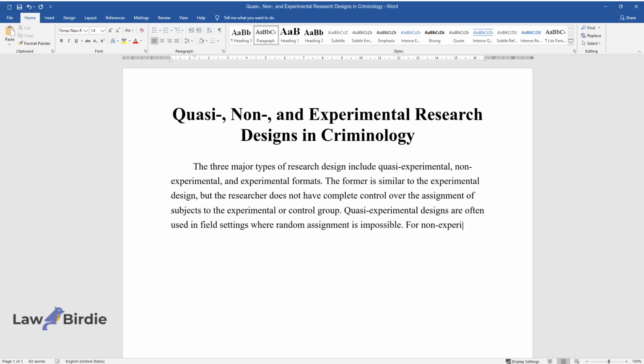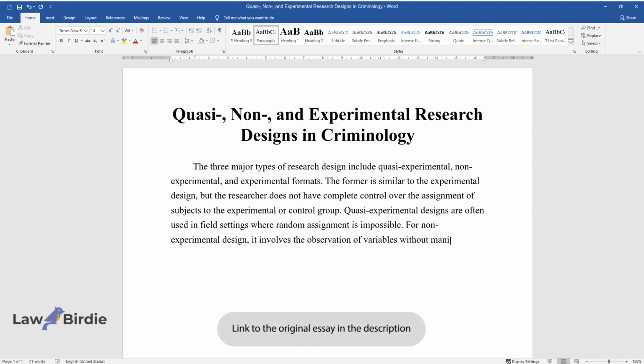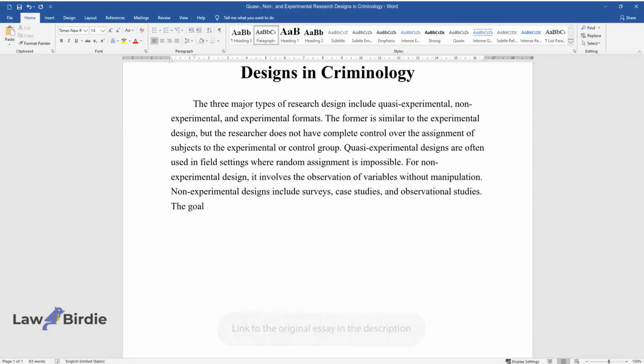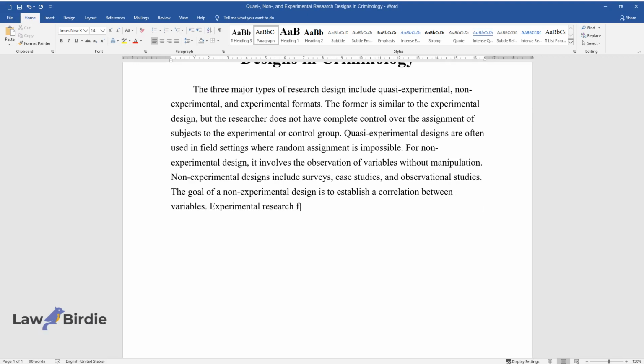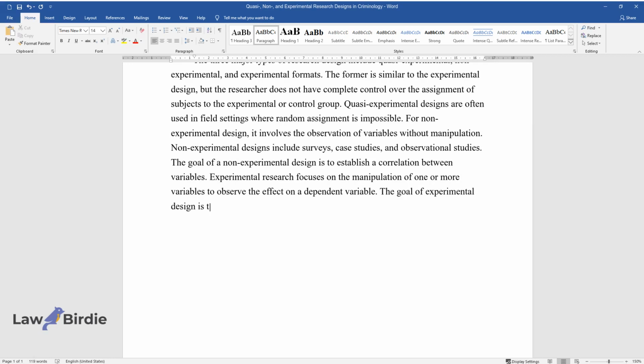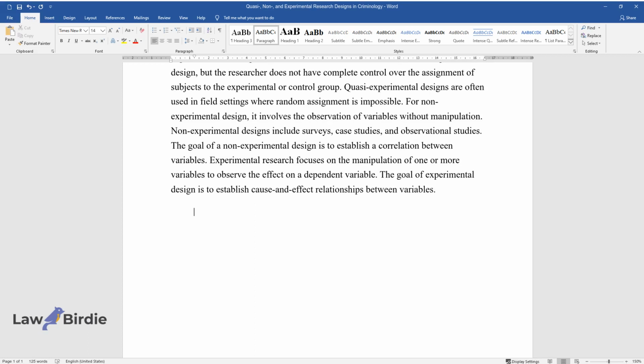For non-experimental design, it involves the observation of variables without manipulation. Non-experimental designs include surveys, case studies, and observational studies. The goal of a non-experimental design is to establish a correlation between variables. Experimental research focuses on the manipulation of one or more variables to observe the effect on a dependent variable. The goal of experimental design is to establish cause and effect relationships between variables.